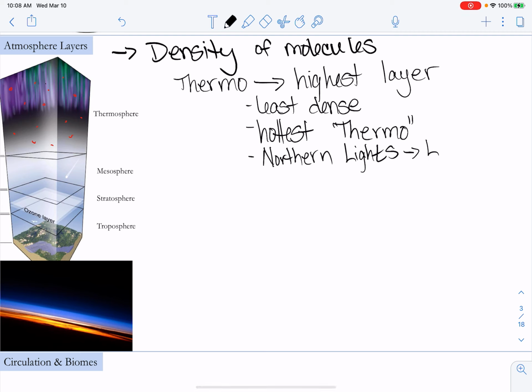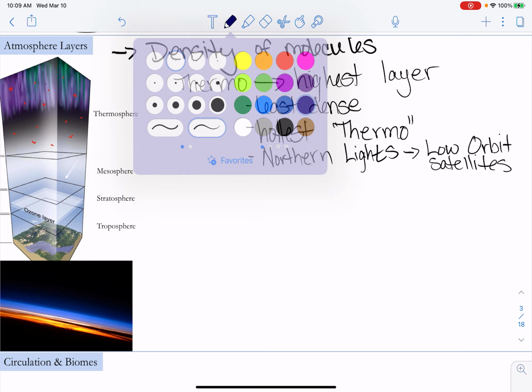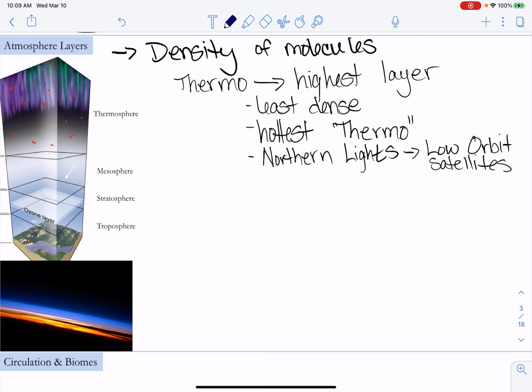And this is where you would find low orbit satellites. So we've got our top layer, our hottest layer, and it has the northern lights and our low orbit satellites. So that is our top layer. Right below the thermosphere, we have what's called the mesosphere. So our meso just means middle.